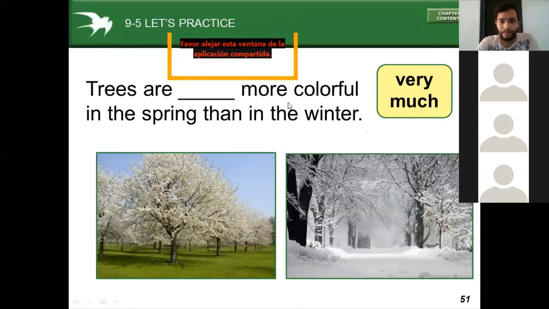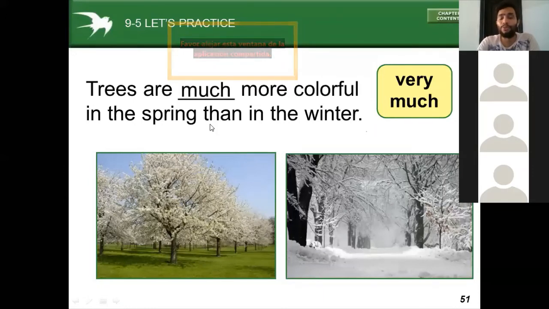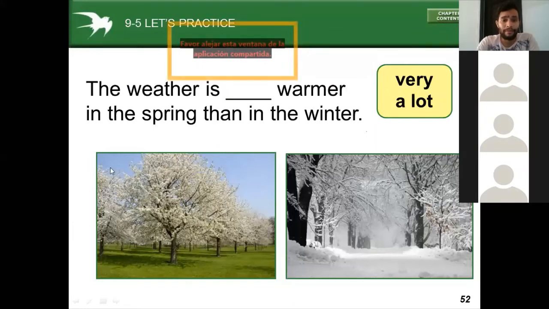Trees are more colorful. Much what? Much more. Good. Much more colorful, because it's a comparative. It's a comparative, so we use much more. We can't use very, right? Very is only for the normal sentence. Very is normal. How about this one?